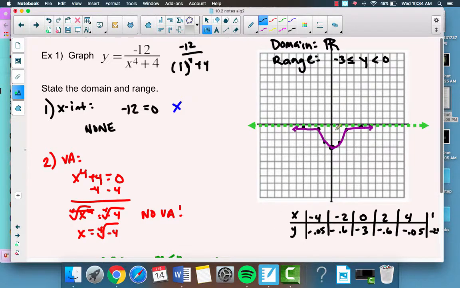Okay, because my graph won't go above that dotted line. And notice it's not less than or equal to because it will never actually hit the 0, because it can't cross or touch that dotted line. So there's my domain, there's my range, and then we'd be done.